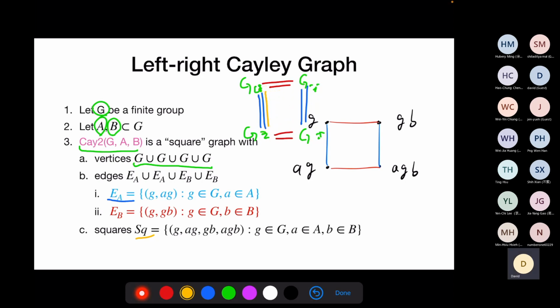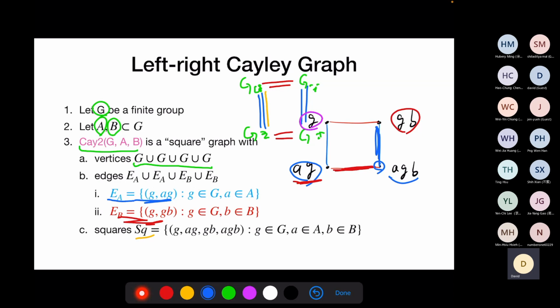Okay, so starting from G, using this blue edge, you will connect to AG. And if you go with this red leg, you will go to GB. After that, if you do this red leg on AG and this blue leg on GB, you actually will meet up at another point, which is AGB.